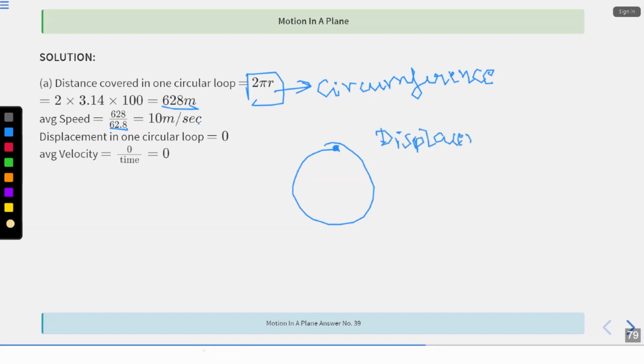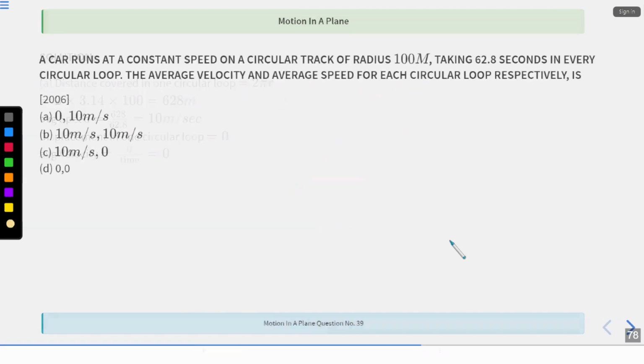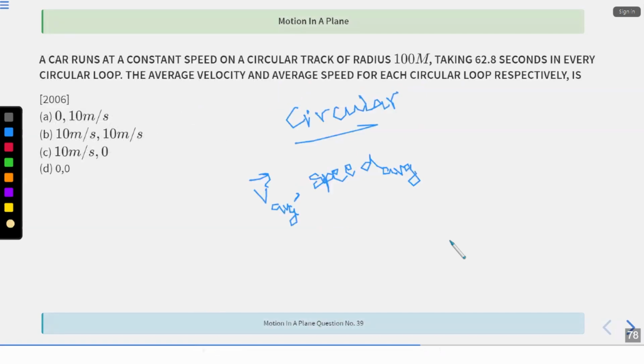And we need to also shed light that displacement is a vector quantity and it is zero. So therefore, the option would be 10, 0, and average velocity is 0. So yeah, here what is the common mistake that we could make? We could select 0, 10, thinking that first it's average speed and then velocity. So let's not make such silly mistakes, right?